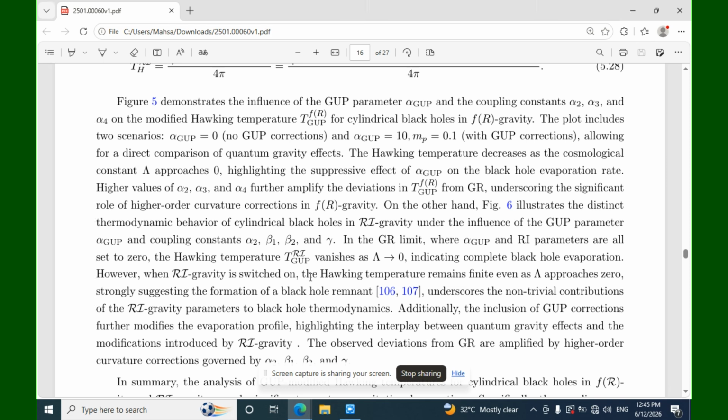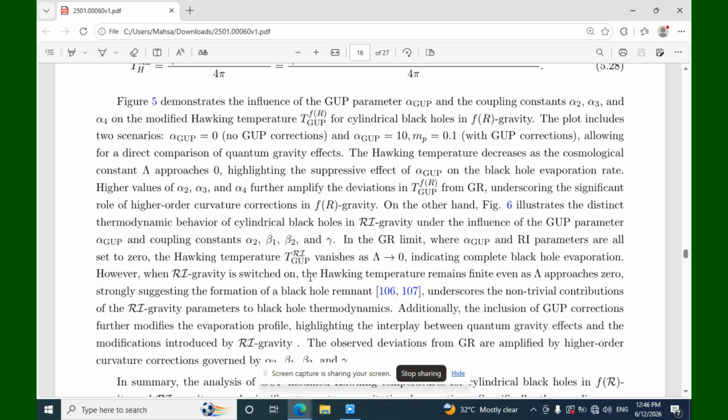The Hawking temperature T GUP to the power of Ricci inverse vanishes as the cosmological constant tends to 0, indicating complete black hole evaporation. However, when Ricci inverse gravity is switched on, the Hawking temperature remains finite even as it approaches zero, strongly suggesting the formation of a black hole remnant. This underscores the non-trivial contributions of the Ricci inverse gravity parameters to the black hole thermodynamics.